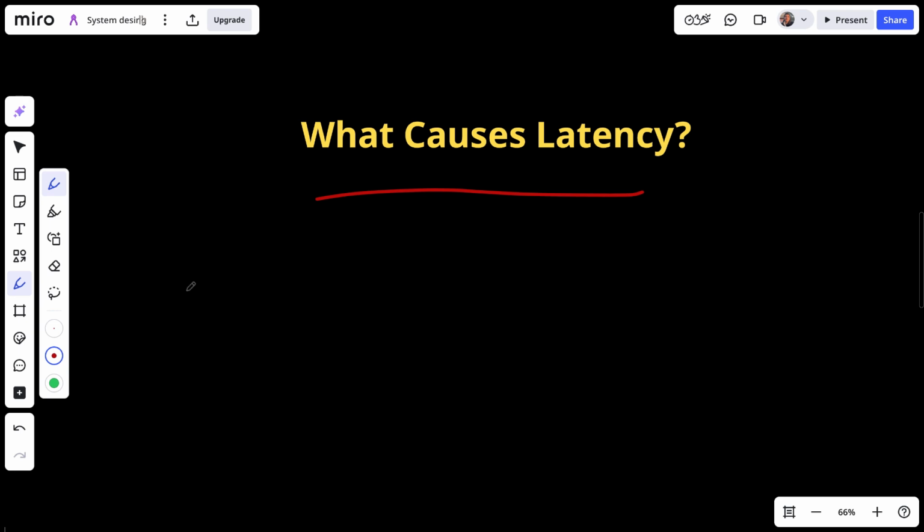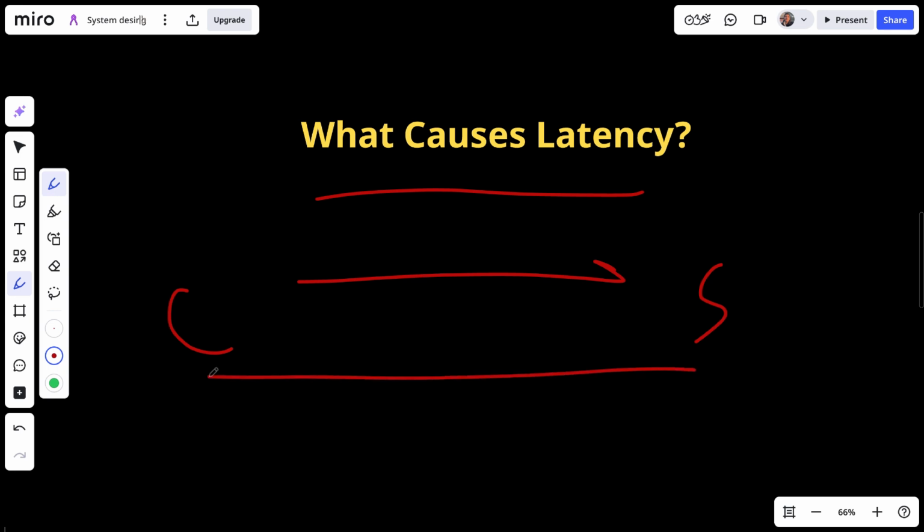I would say the most significant one will be the physical distance between the client and the server. The further the client is from the server, the longer it takes for the data to travel, even at the speed of light. This is why a server in New York will always respond slower to a user in Australia than to a user in Boston, for example.